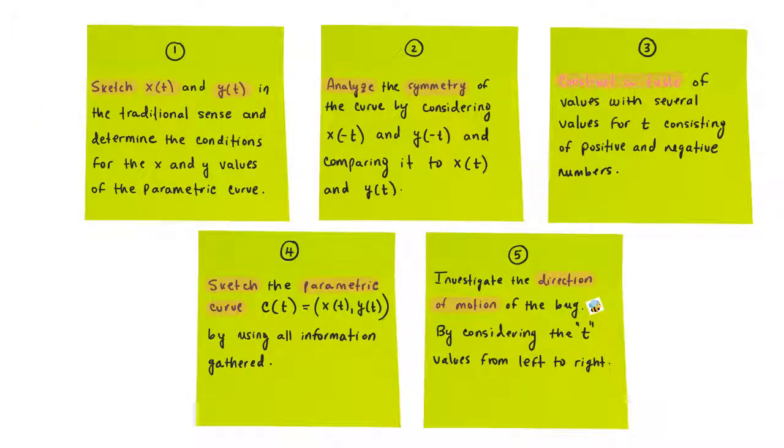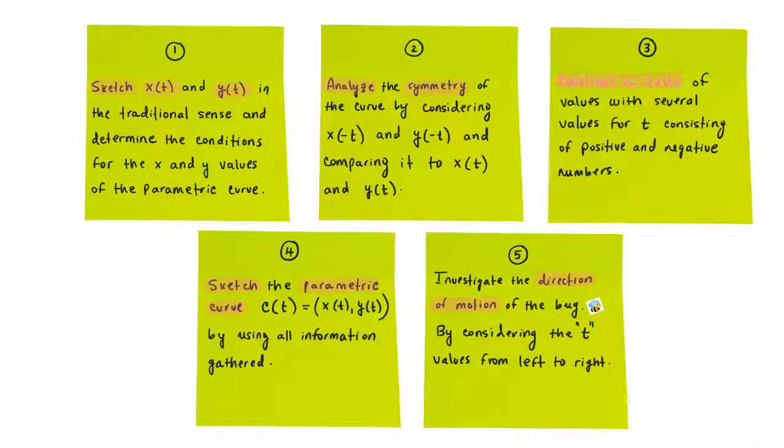Here I have a brief summary of all 5 steps that I kept taking pretty much in examples 1, 2, and 3 when sketching parametric curves. If you notice, the first thing that I would do is to sketch x of t and y of t in the traditional sense, thinking of t as being on the horizontal axis and x or y as being on the vertical axis. In doing so, I was able to get information about the conditions for x and for y.